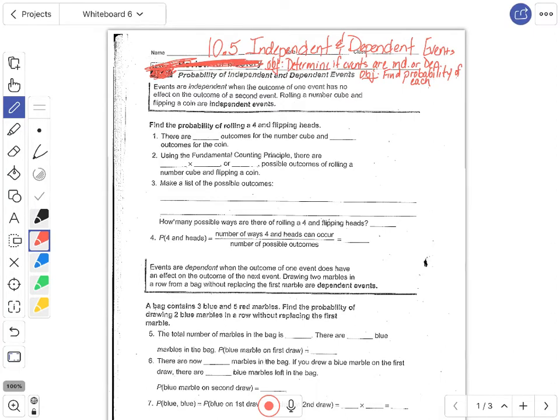Good morning, everyone. We are talking about 10.5 today, which is independent and dependent events. You should be able, by the end of the video, to determine if compound events are independent or dependent.